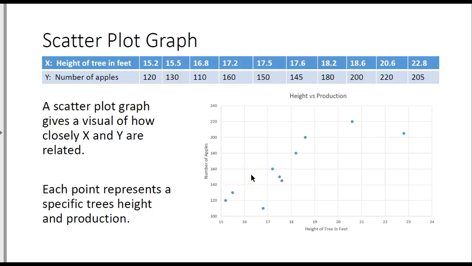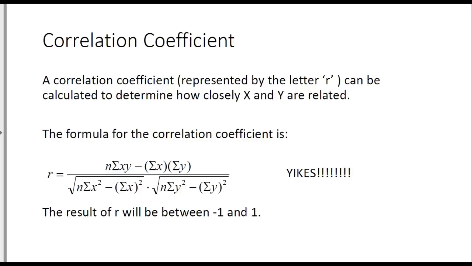So anytime you make a graph, always make sure you label everything. But each one of these particular points represents a single tree. So the graph will help us understand if there is a relationship between them. Besides making the graph, there is a calculation that will tell you how well they relate to each other, and it's called the correlation coefficient. It's usually represented by the variable r.